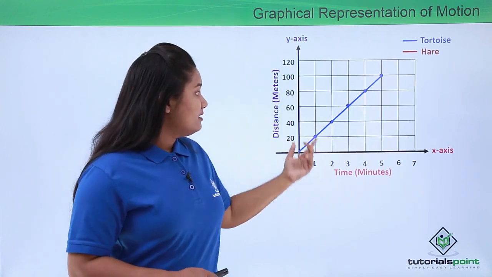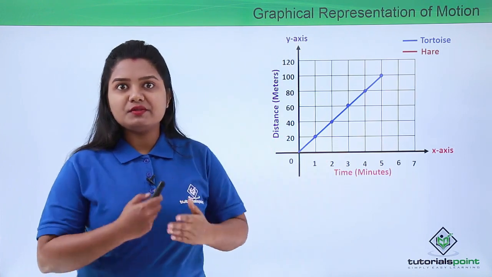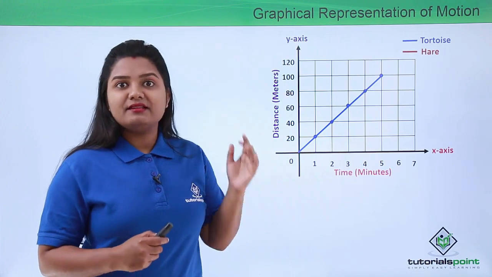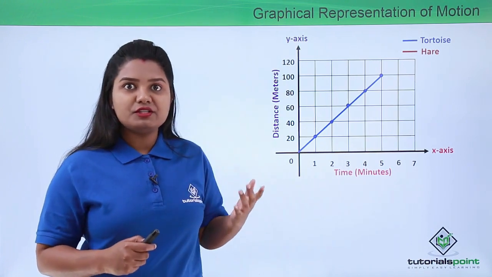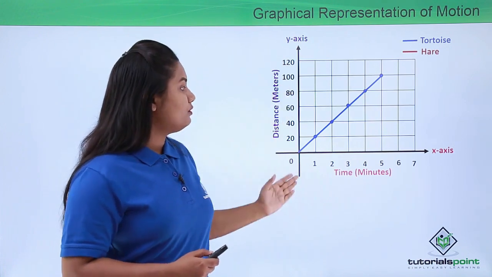Now this is the reason why we can say that the pace at which the tortoise was moving is constant, or in other words we can say that the velocity at which the tortoise was moving, or the speed at which the tortoise was moving, was constant throughout the race.